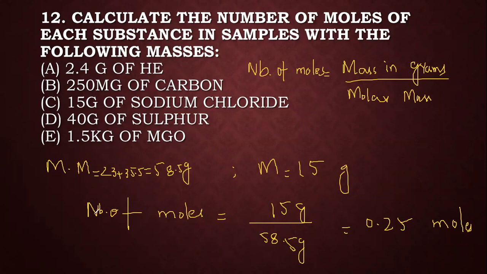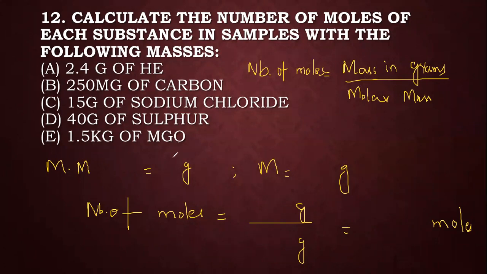Now we have given the molar mass of sulfur is 32 grams, and the mass given is 40. So 40 divided by 32, the value must be equal to 1.25 moles.